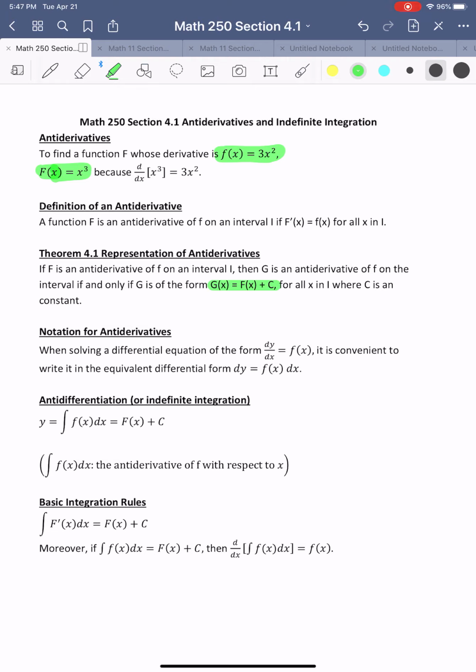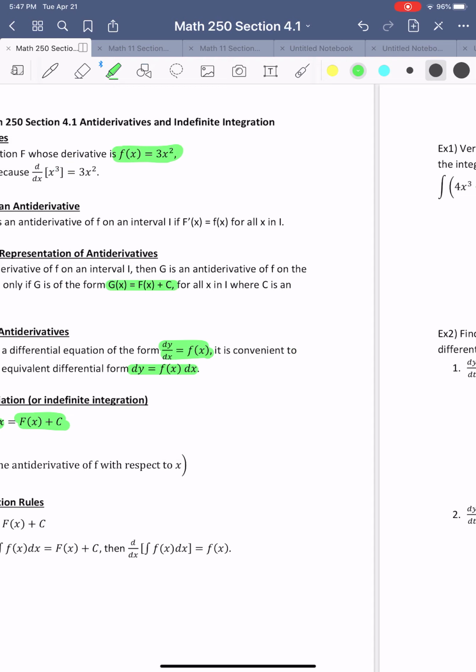So the notation of the antiderivative is different, right? We have dy dx equal to f of x, and then we put dy equal to f of x dx. These two are exactly equivalent differential forms. So if you integrate the function, you go back to the antiderivative, okay? So the basic formula is the integral of F prime of x dx is F of x plus c. So yeah, that's what we're going to use.